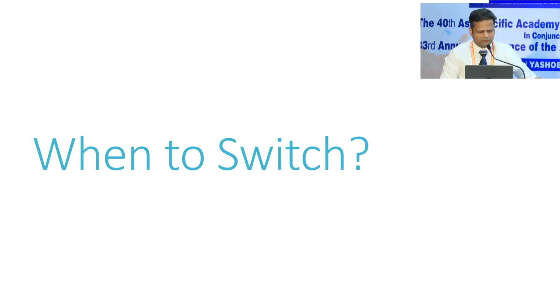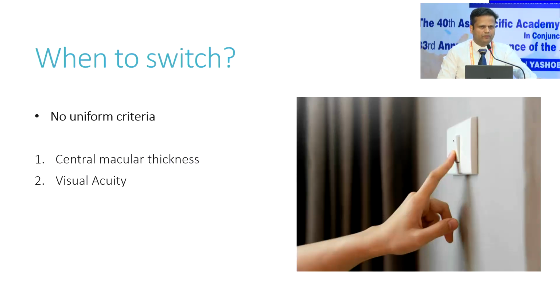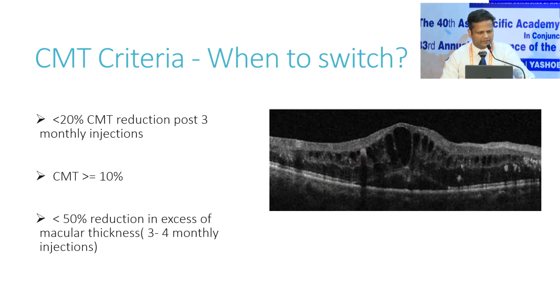So when do we switch? There is no uniform criteria to switch. However, the two things to be seen are the central macular thickness and visual acuity. Three different studies have gone through, and the three different studies have three different criteria. One criterion which was looked at was less than 20% CMT reduction after 3 monthly injections.